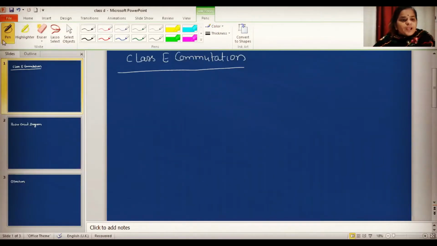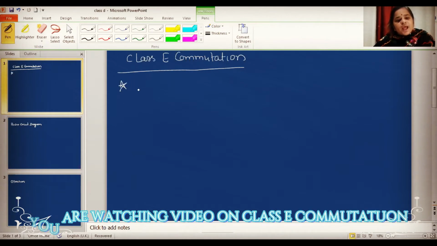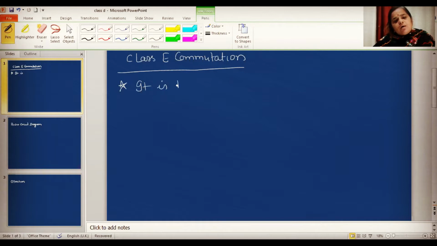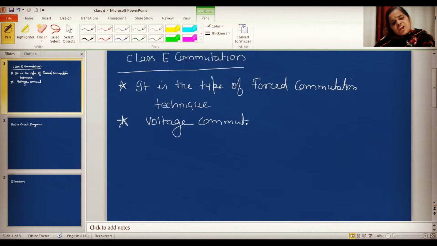If I discuss class E commutation, the very important thing is that it is a type of forced commutation technique. Why is it called forced commutation? Because forcefully, with the help of some external circuit, we create favorable conditions to make the SCR off. Second, it is a voltage commutation technique. And the third thing is, it is also called external pulse commutation.